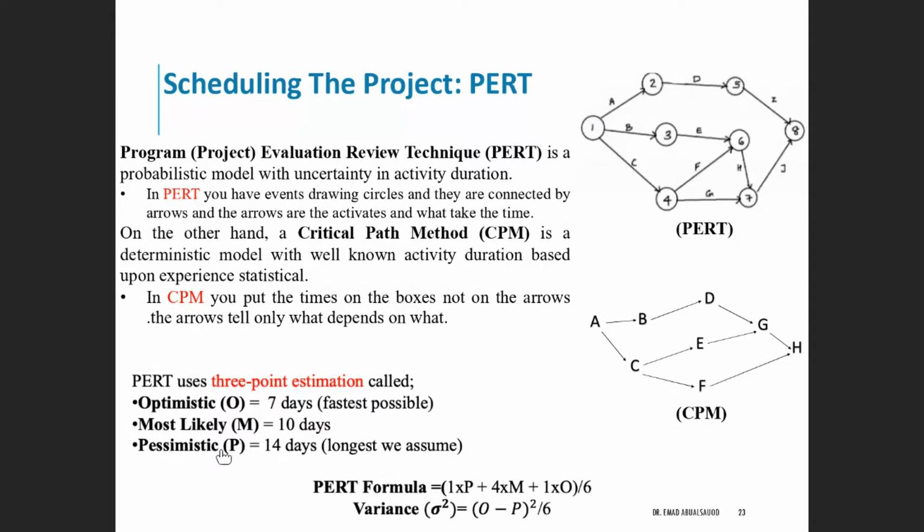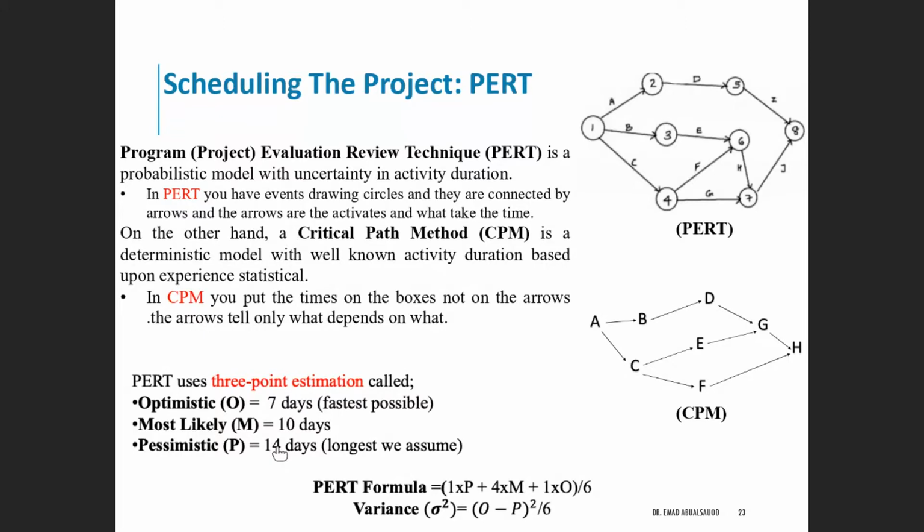Then we use these three-point estimates in the PERT formula, using this exact formula: 1 times P, the pessimistic value, plus 4 times M, the most likely value, plus 1 times O, the optimistic value. Those 7, 10, and 14 are just examples.